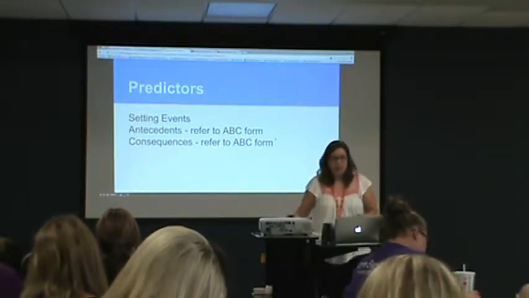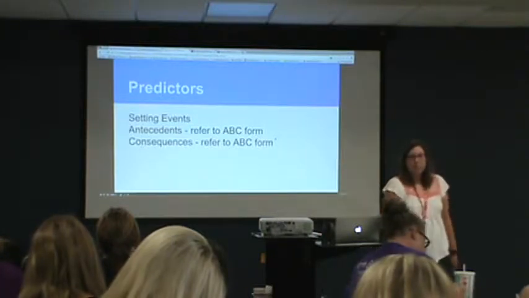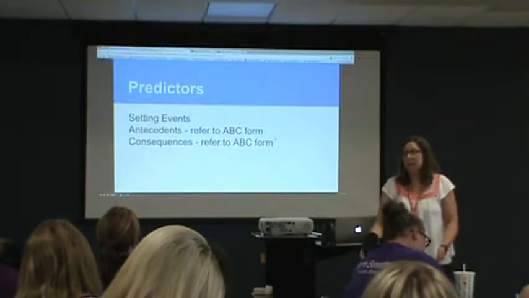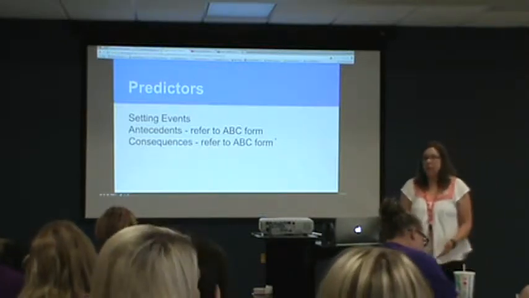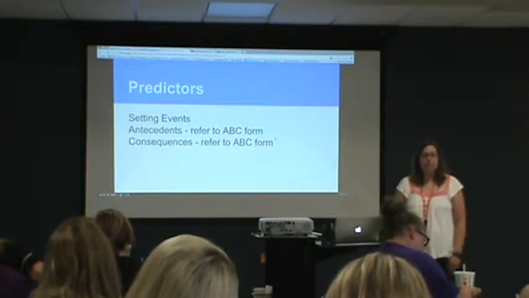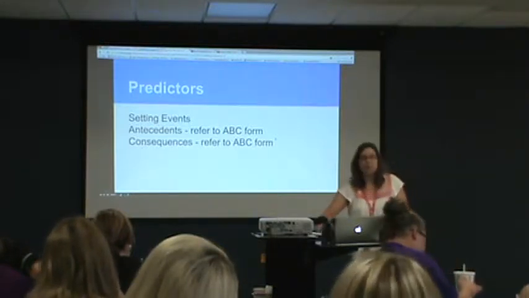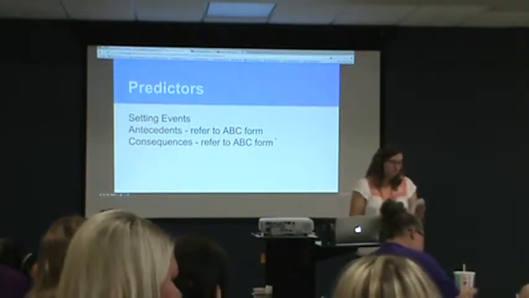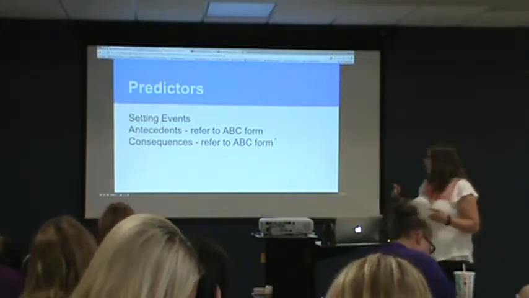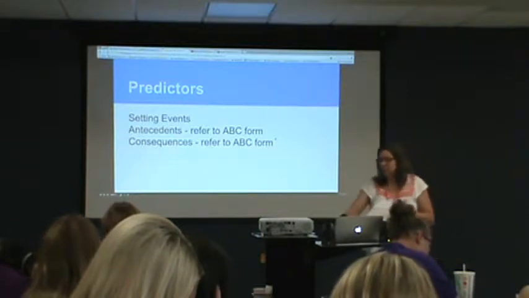So if they're given the direction and they flop and they're ignored and they're allowed to do that, then write that down. Right? No attention given, student remained on the floor. That helps give a sense of what's happening right after. So the ABC charts give you good information for this.